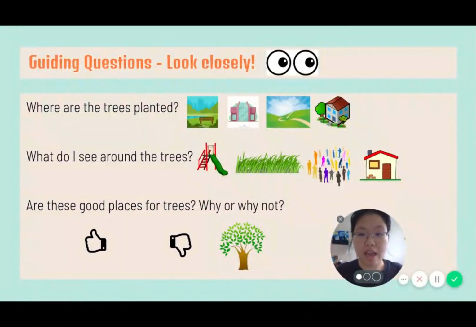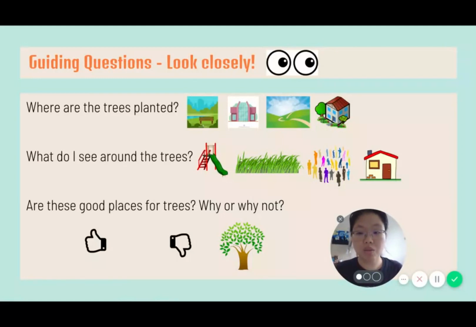Before you look at places where you can find trees, I have some guiding questions that will help you look at it more closely. First, as you look at the photographs, think about, where are the trees planted? Are they planted in the park? Inside a building, outside on a hill, near a house? Where are the trees planted?